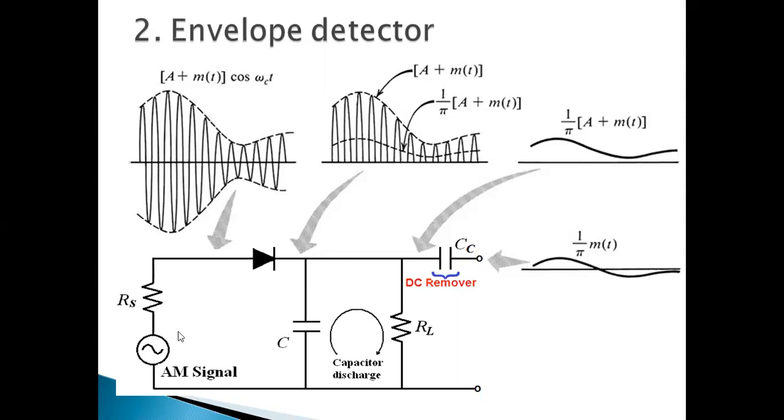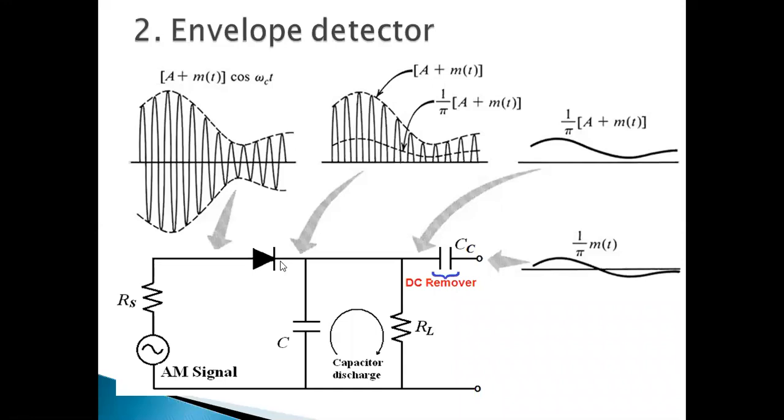But what I am telling is, from the total portion of the amplitude modulated signal, I am considering only the positive half cycle. So for the positive half cycle of the AM signal, the diode conducts. That means it is forward bias.